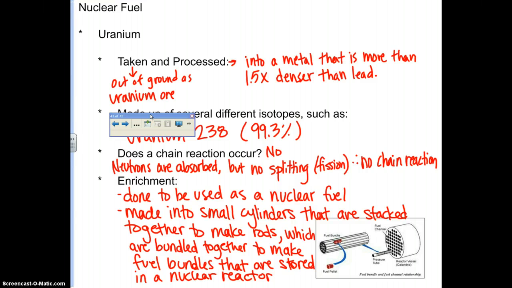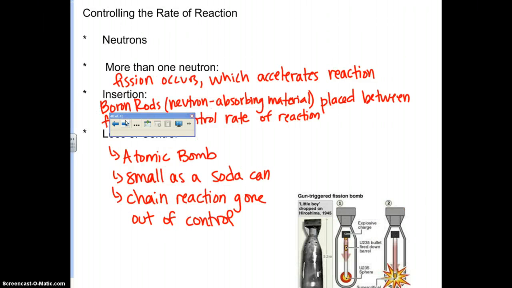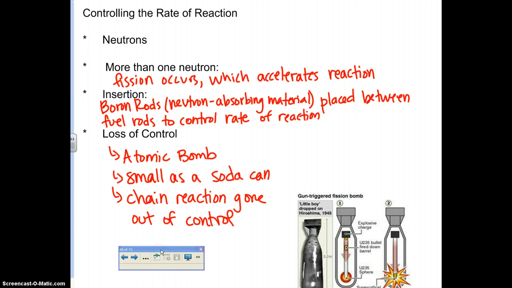These fuel bundles are now stored in nuclear reactors in the nuclear plant, obviously. If more than one neutron is present, then fission does occur, which accelerates the reaction. So what they have done here, so that the reaction does not get out of control, if there's tons and tons of fission occurring, splitting of unstable nuclei, is create something called insertion.